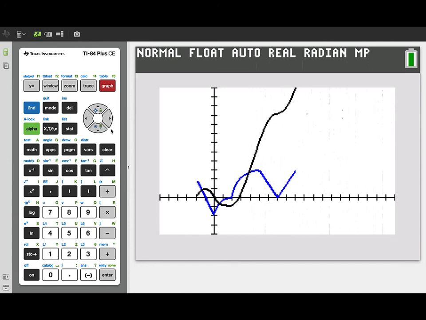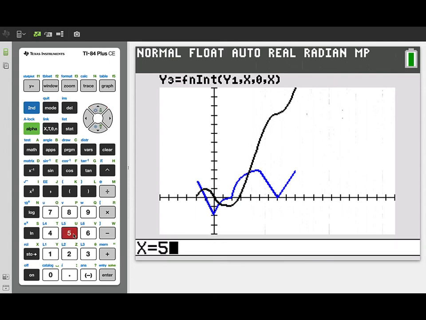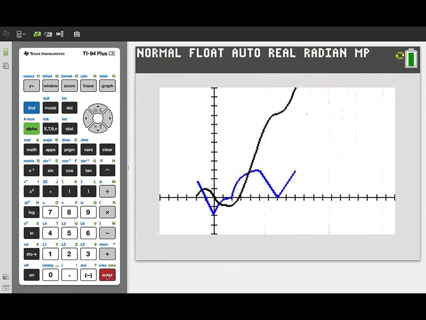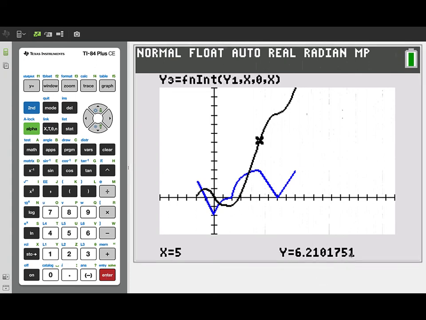Now let's check that by actually going back to our graph. I'm going to turn on the trace. It comes up on the blue graph, but we want to move to the black graph, which is our definite integral function. Notice it's taking a while to compute. Now we're at x equals 7, but let's jump to x equals 5 and wait for it to compute. And there's the value that's extremely close to what we calculated using geometry.